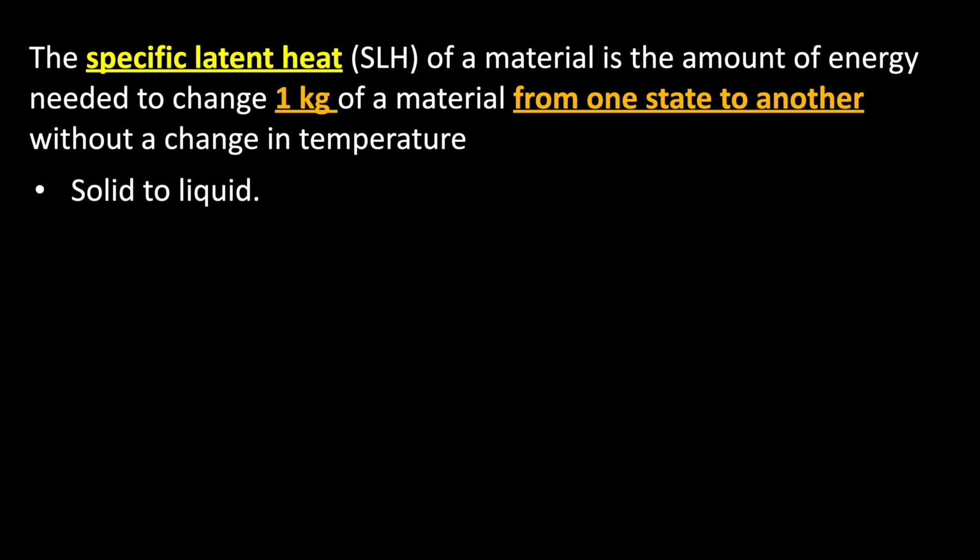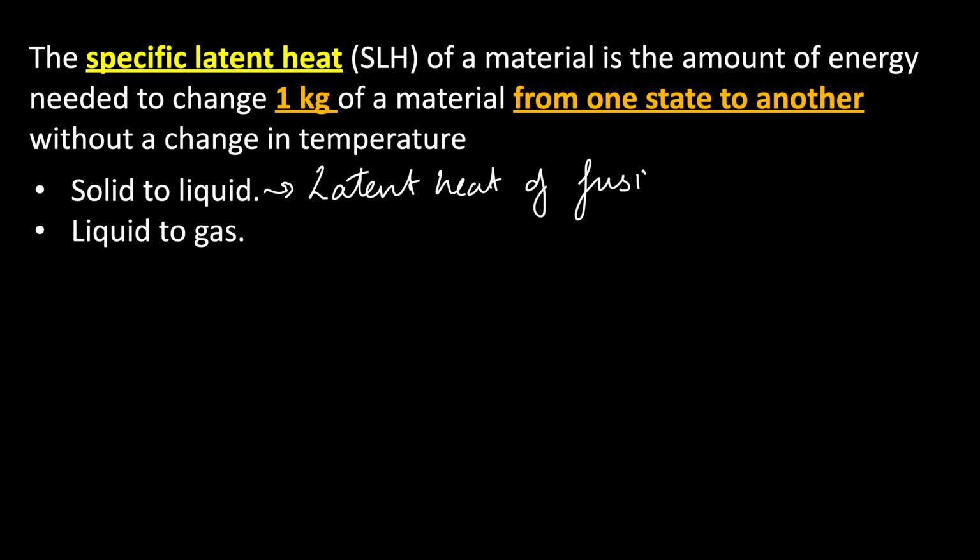Specific latent heat of a material is the amount of energy needed to change 1 kilogram of a material from one state to another without a change in temperature, from solid to liquid and liquid to gas. From solid to liquid, as we know, this is the latent heat of fusion. And from liquid to gas, this is the latent heat of vaporization.